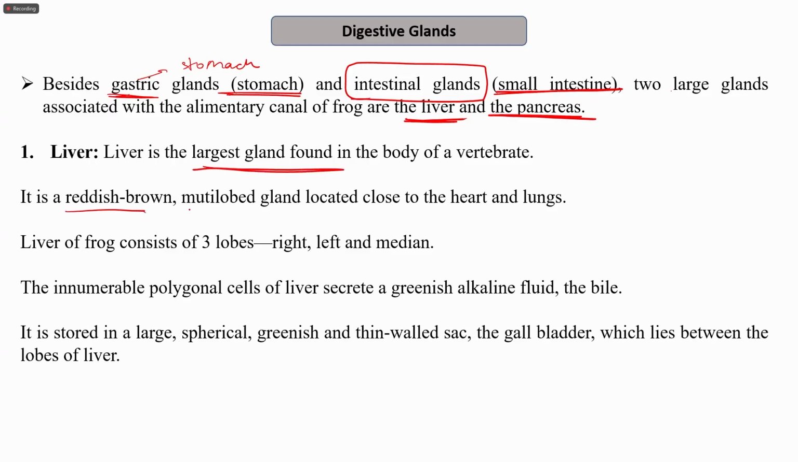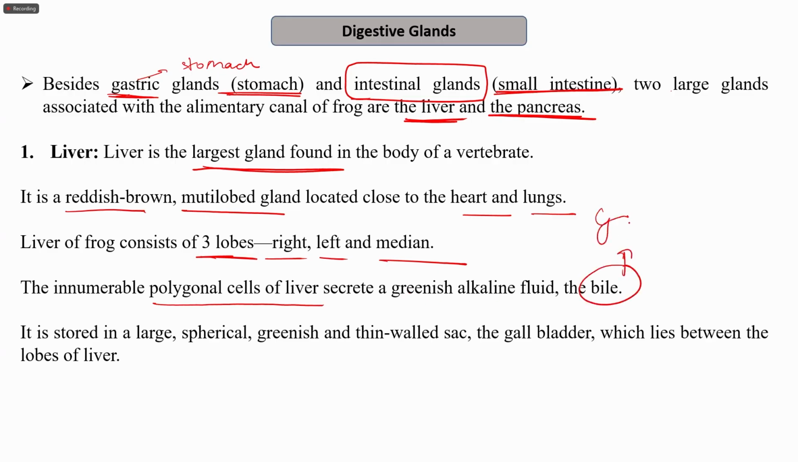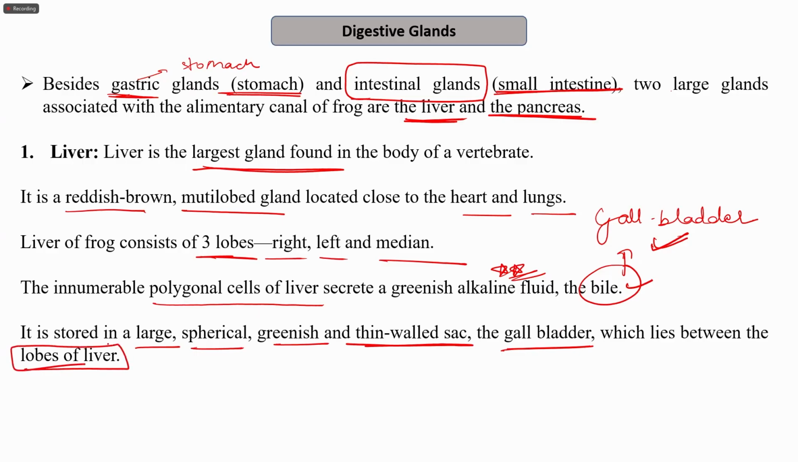It is reddish brown in color, multi-lobed, and located close to the heart and the lungs. The liver of the frog consists of 3 lobes: right, left, and median. The innumerable polygonal cells of the liver secrete a greenish alkaline fluid, bile, that gets stored in the gallbladder, a large spherical, greenish, thin-walled sac that lies between the lobes of the liver. We have seen this in the figure as well.